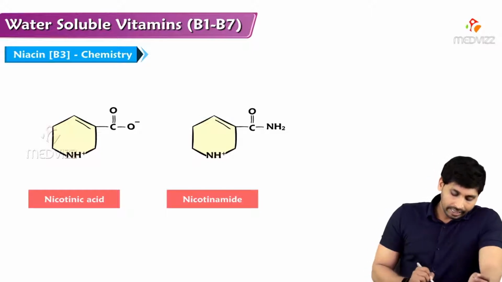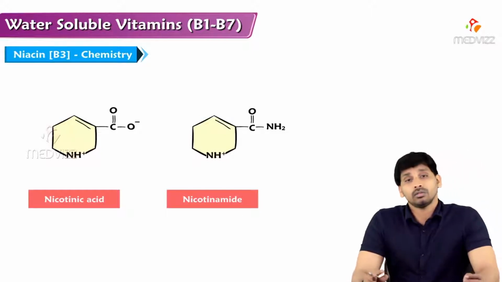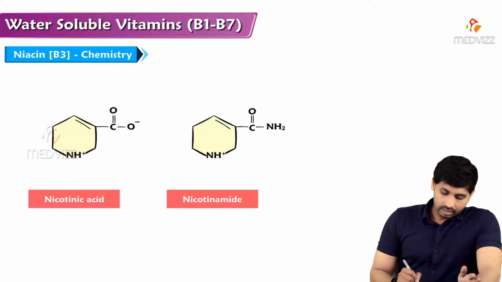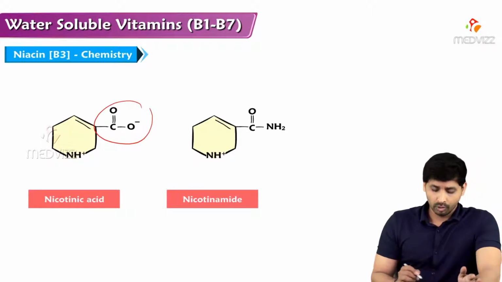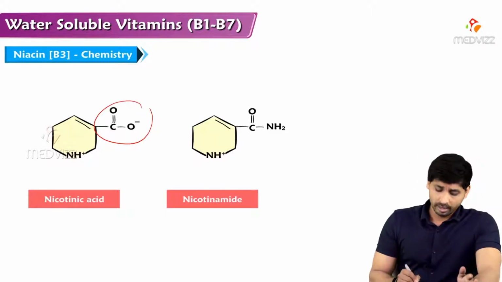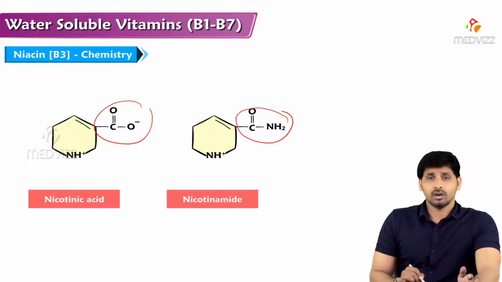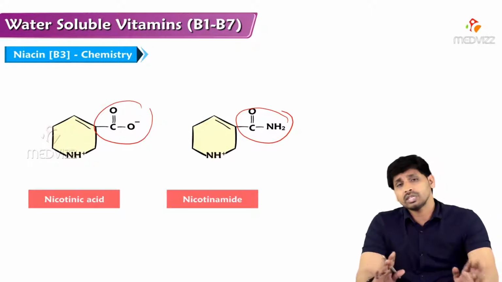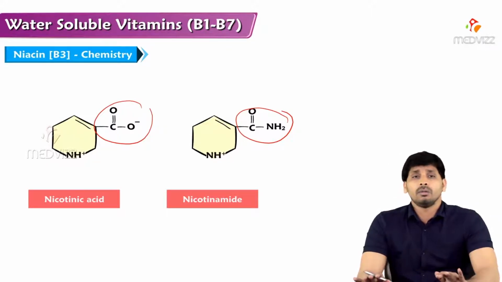There are two forms of niacin: nicotinic acid and nicotinamide. Nicotinic acid has a simple benzene ring attached with a carboxylic group, COOH. If an amino group is added to the carboxylic group, it is converted to nicotinamide. Don't get confused with nicotine, which is totally different from this B complex vitamin.